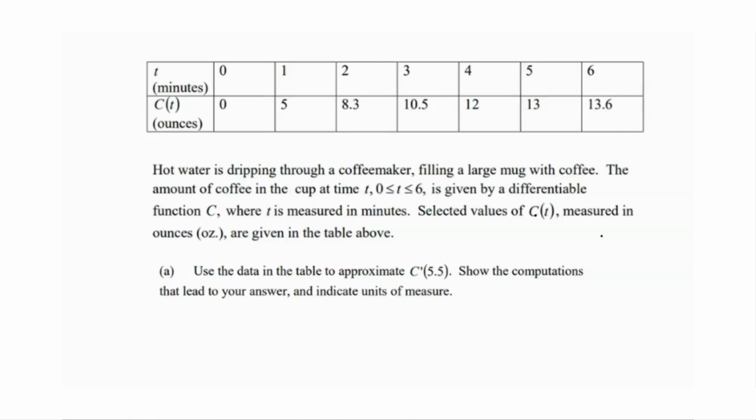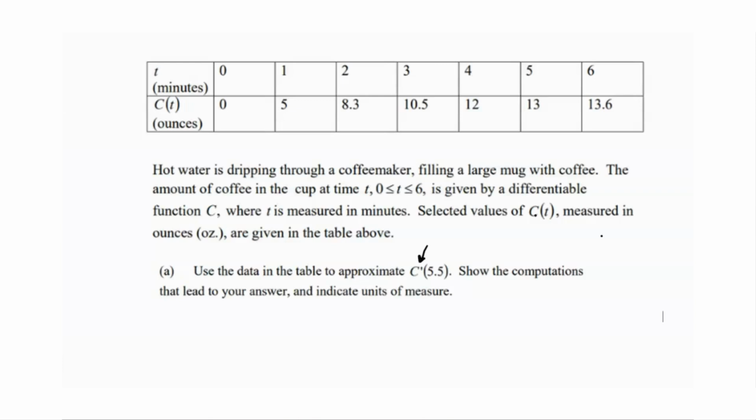So the first part says use the data in the table to approximate c prime of 5.5. Show the computations that lead to your answer and indicate units of measure. Okay, so the first thing I want to look at is the table here, and I can see that I'm given an amount of c of t, in ounces. And what we want to find in part A is c prime of 5.5. So that's pointing me to the data in the table and using the average rate of change.